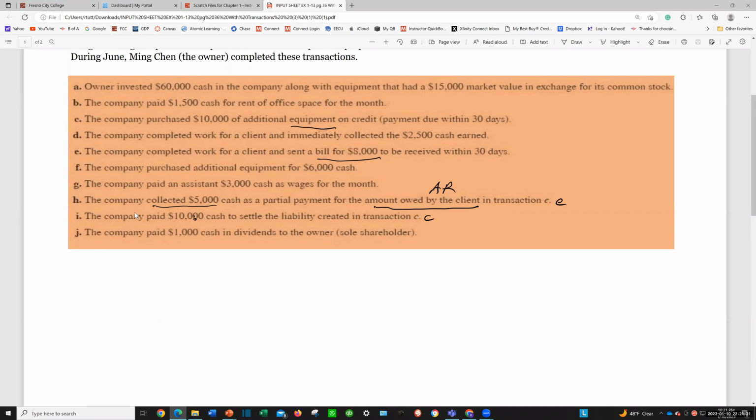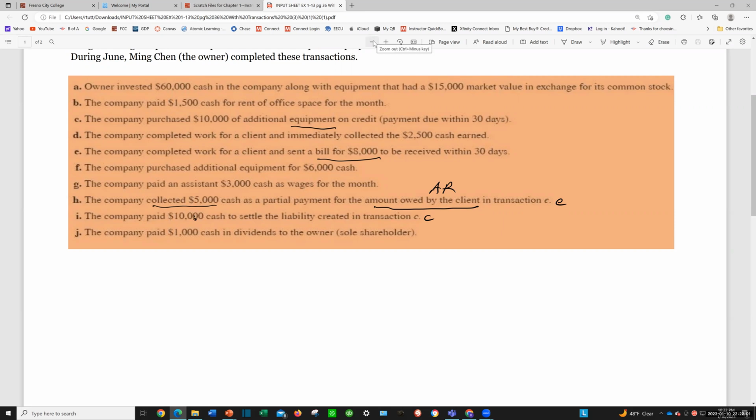Why did you pay the cash? To settle the liability created in transaction C. See, we purchased $10,000 of equipment and we told the guy, I'll pay you later, right? So we owe $10,000, but now we're going to pay it. And when we pay it, we're not going to owe it anymore. So we're going to reduce our accounts payable, reduce our liability. Let's see how that looks.